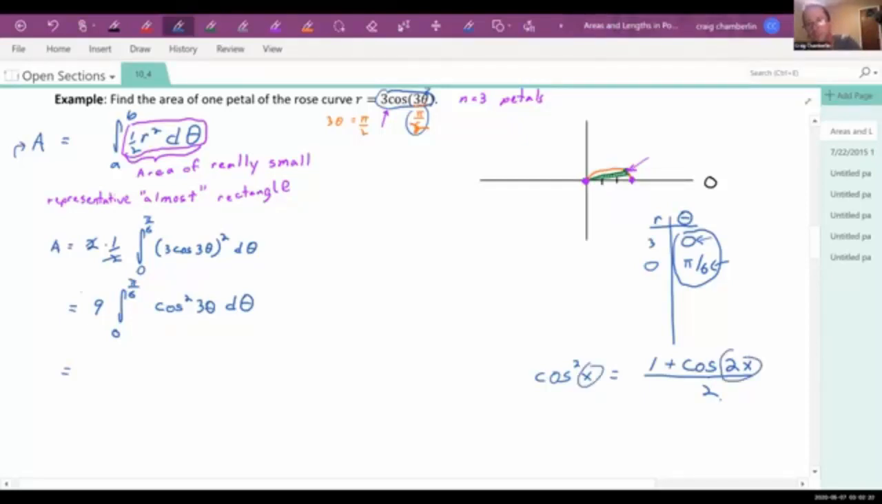Oh, and I'm going to pull this division by 2 out front to write it as 9/2 integral 0 to pi/6. And then the 1 plus cosine of 2x actually becomes what? Since it's really 3 theta that we're dealing with, not just x, 1 plus cosine 6 theta? You got it. 1 plus cosine 6 theta, d theta. Any questions on that?